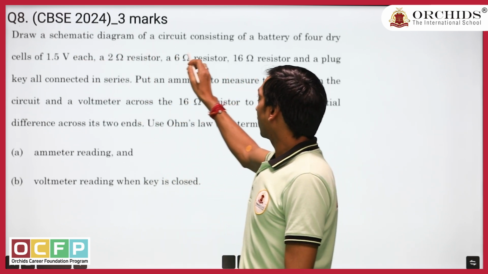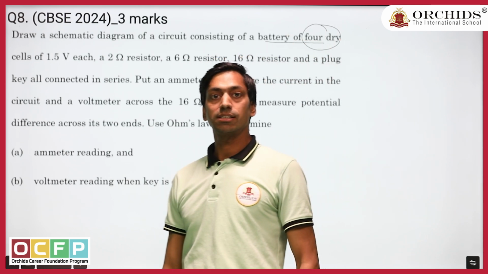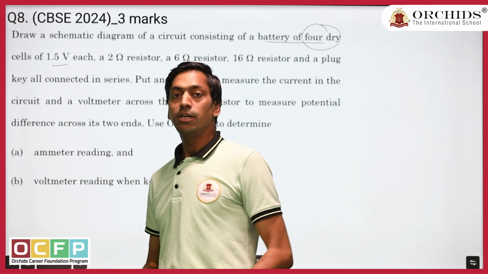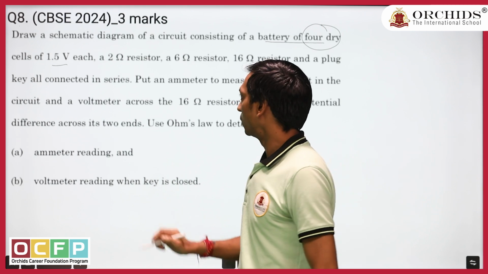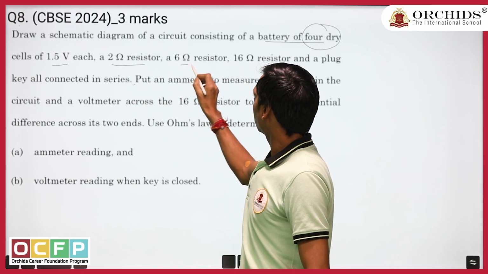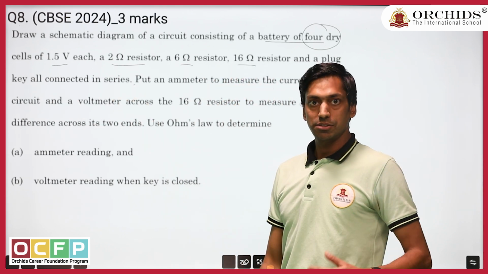Question: draw the schematic diagram of the circuit consisting of one battery, and battery is having how many dry cells? 4 dry cells, and each having voltage of 1.5. So total overall voltage we are supplying is how much? 1.5 into 4, 6 volt. And connecting 2 ohm resistor, 6 ohm and 16 ohm resistor, one plug key, and all connected in series.